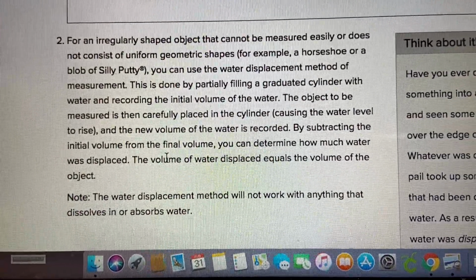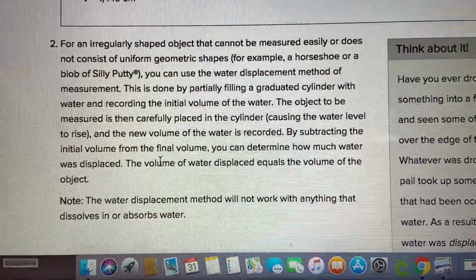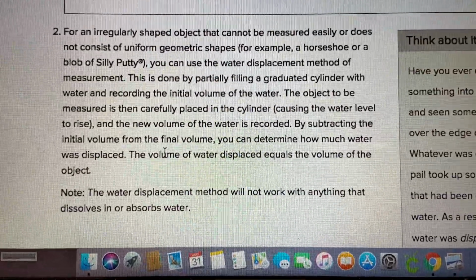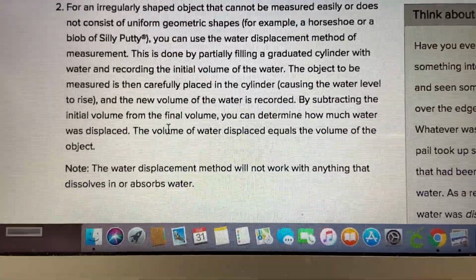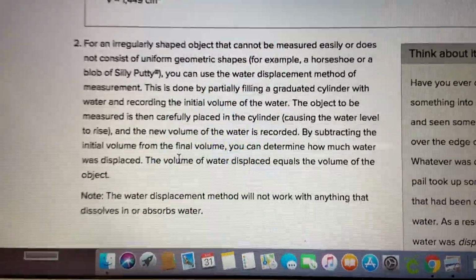By subtracting the initial volume from the final volume, you can determine how much water was displaced. The volume of water displaced equals the volume of the object. The water displacement method will not work with anything that dissolves or absorbs in water. So remember that.